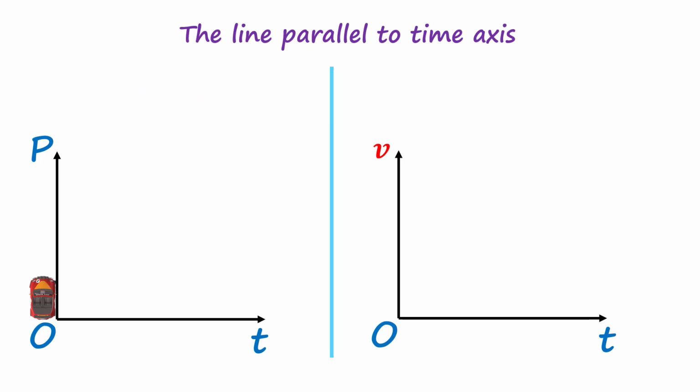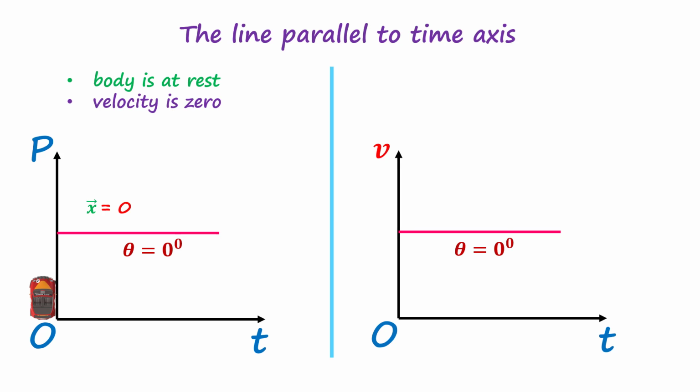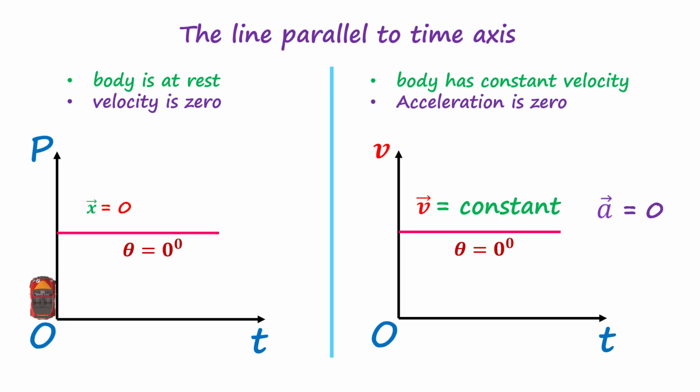If the line is parallel to the time axis, then the angle theta between this line and the time axis is equal to 0 degrees. In a position time graph, it means that the body is at rest and therefore has zero velocity. And in a velocity time graph, it means that the body is moving with constant velocity and therefore the acceleration is 0.